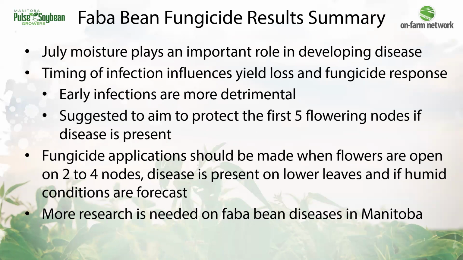Research is suggesting that we should aim to protect the first 5 flowering nodes if disease is present to avoid yield loss. So fungicide applications should be made when those flowers are open on 2 to 4 nodes if disease is present on the lower leaves, and if those humid conditions that are great for disease development are persisting through July. Ultimately, though, we do need more faba bean research in Manitoba, especially in the realm of diseases, and so we'll continue to host these trials with interested farmers.